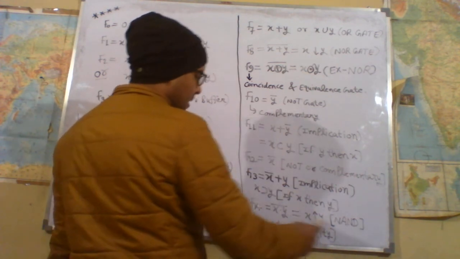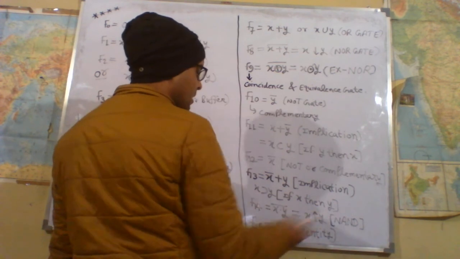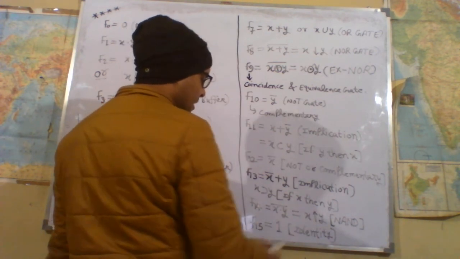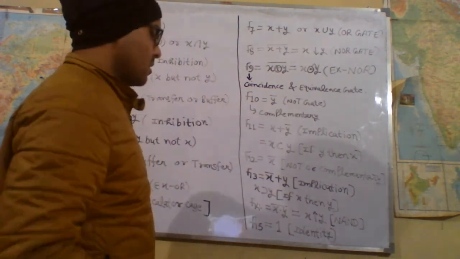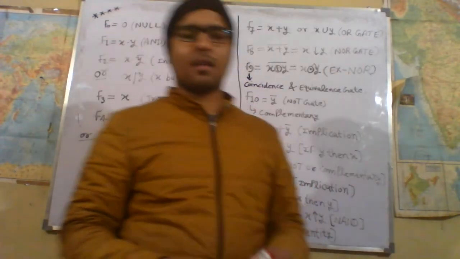Next is NAND gate, that I have already told that it is the complement of AND gate, and identity is the complement of zero or null identity, null operation.